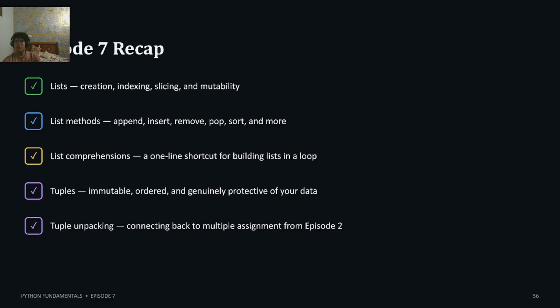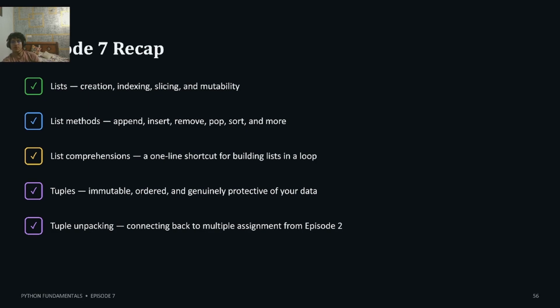Today we covered lists in full, in which we covered creation, indexing, slicing, and the critical property of mutability that separates them from strings. We covered every major list method: append, insert, remove, pop, clear, sort, reverse, index, count, extend, plus the plus and multiply operators, and a couple of genuinely sneaky bugs around append versus extend and then the reference versus copy trap. Then we covered list comprehensions, a one-line shortcut for the exact loop pattern that kept appearing throughout our previous episodes.